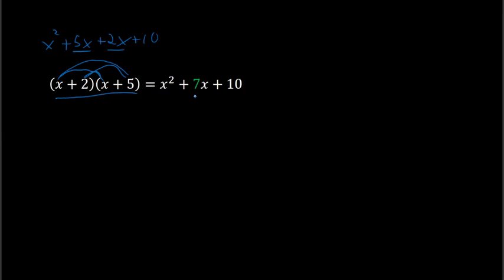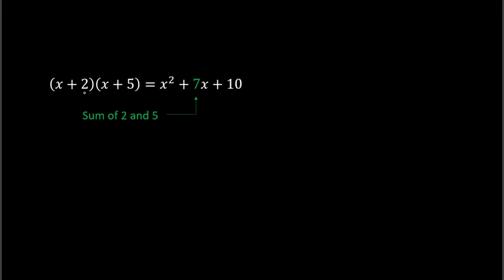Alright, so look at the 7. How can we get 7 from the numbers over here? Well, the 7 can be found by adding the 2 and the 5 together. Alright, so that is the pattern for this middle term. We add the 2 and 5. Now the question is, how do we get this last number of 10? Well, this last number comes from multiplying 2 times 5.